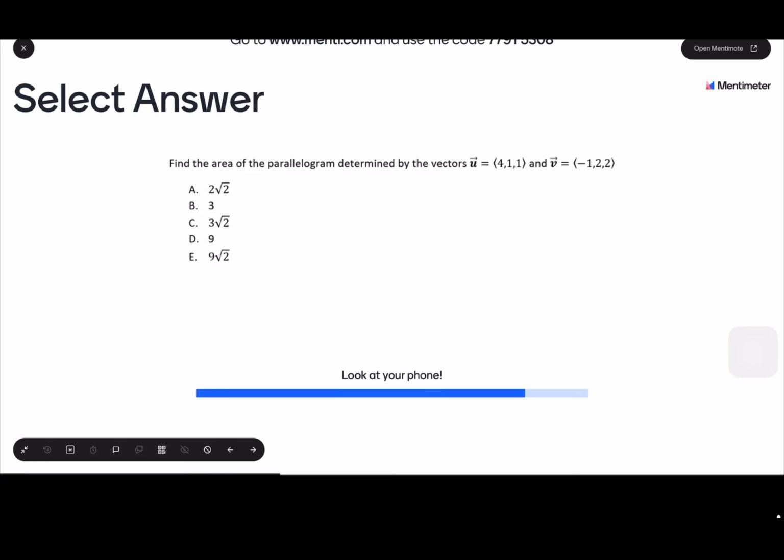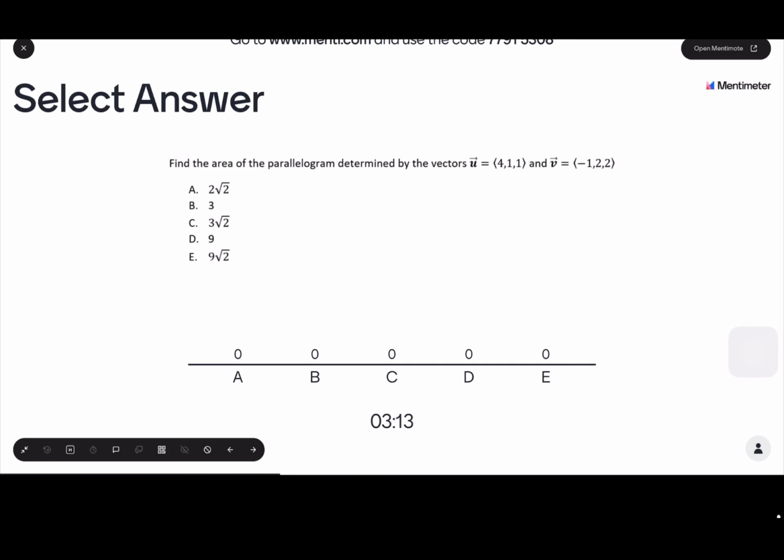Okay, area of parallelogram. The clue is related to cross product. Okay, it's related to cross product. But what's happened with the cross product at the end? That's what you know that's related to cross product.